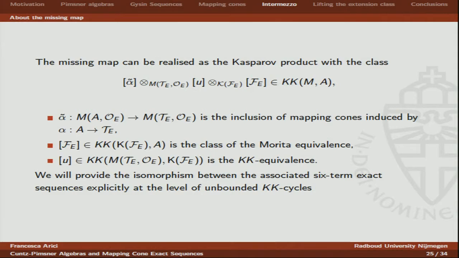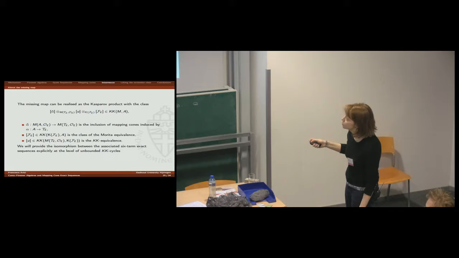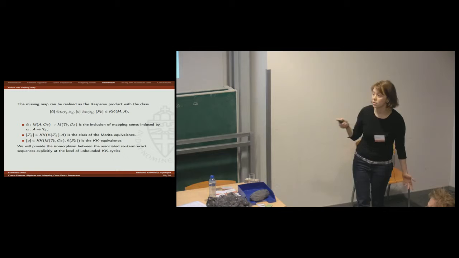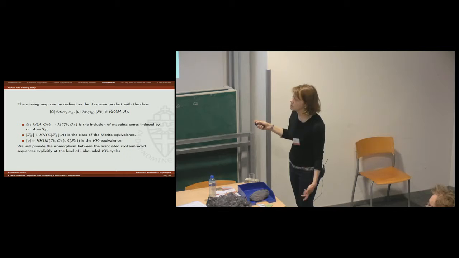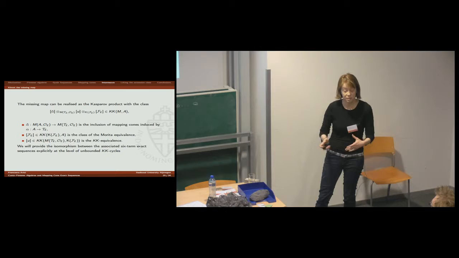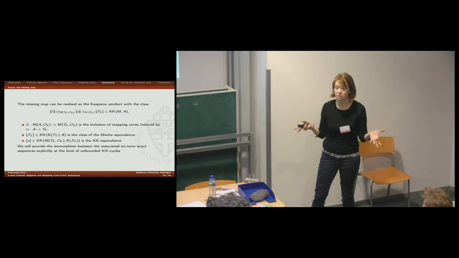So it's a threefold Kasparov product which involves the Morita equivalence, and then it involves the U, which is the KK equivalence I was talking about before, the one of Cuntz-Skandalis, so the KK equivalence between the mapping cone and the ideal. And then we have also the inclusion of mapping cones, which we also know to be a KK equivalence because we showed it before. So if we use this class, this will make diagrams commute. You can check it explicitly, and it's easy. It involves the identity of KK classes that Pimsner constructed. So if we use this class, this works.